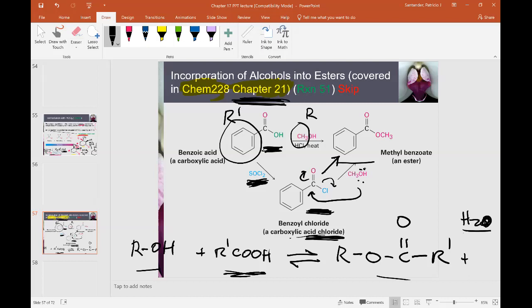ester. This reaction is very high yielding, so it's much superior to the first method that I gave you, the so-called Fischer esterification. That method is not very high yielding. So if you have an alcohol or a carboxylic acid that is very precious, it's not a very effective way to make the ester.